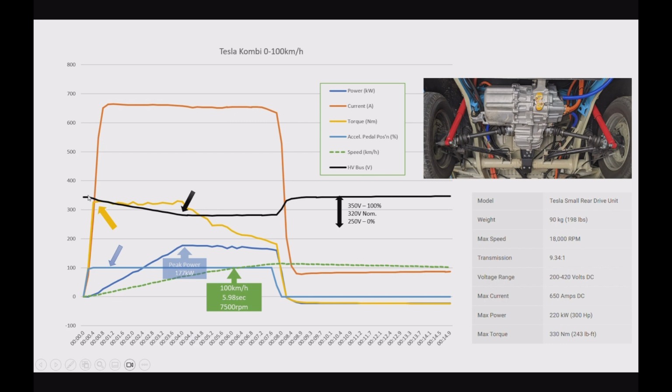And most importantly, we're getting full maximum torque from zero RPM, which enables that very rapid 0 to 100 time frame. So all in all, I think it's a pretty good result here from the Tesla SDU. It's performing as it should.